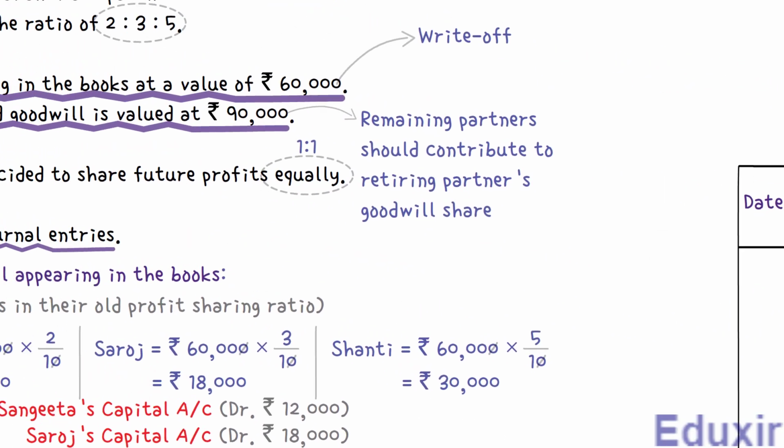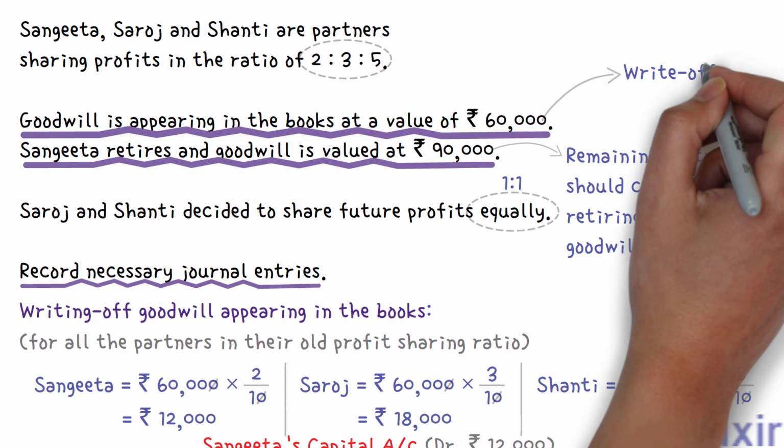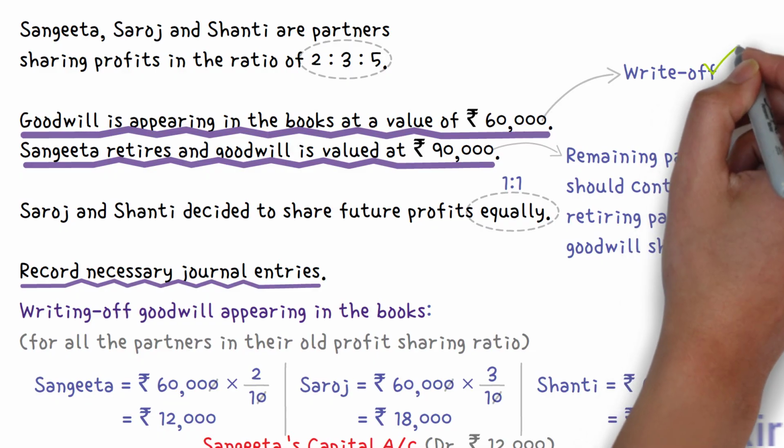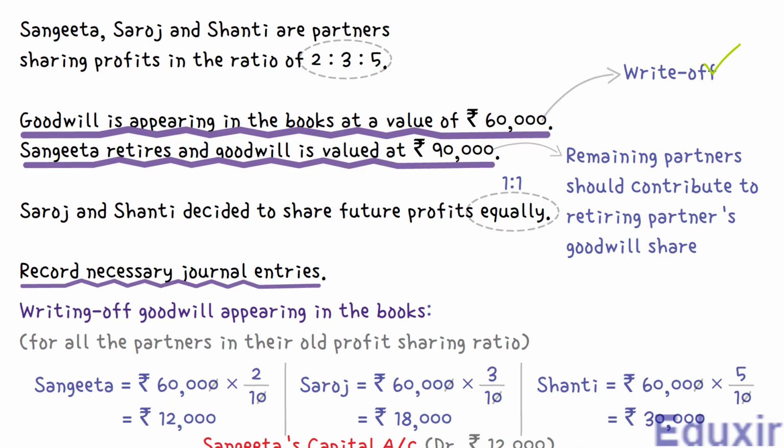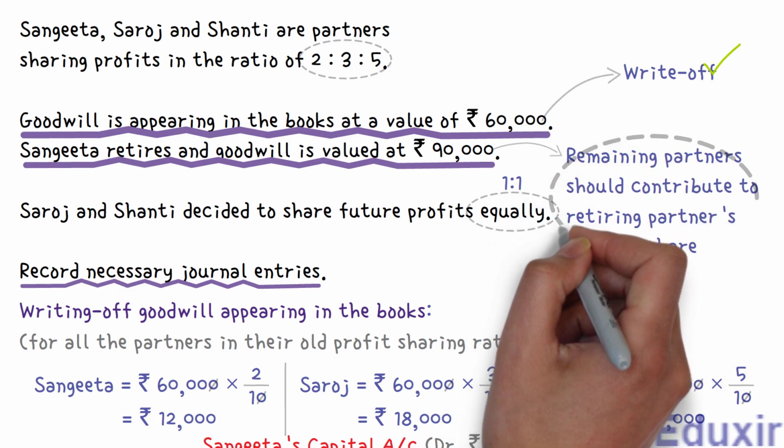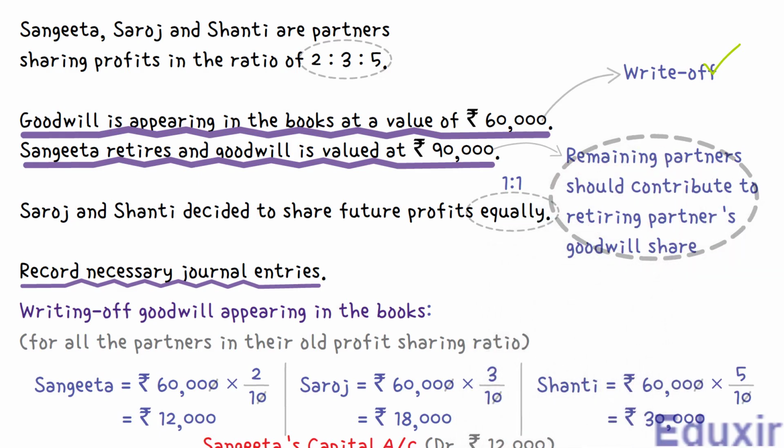Let's now proceed with further analysis. Just now, we have completed the writing off of the goodwill that is appearing in the books. Now, we need to proceed with the firm's goodwill, which is valued at 90,000 rupees, and calculate how the remaining partners should contribute to the retiring partner's goodwill share. As you know, the remaining partners contribute to the goodwill share of the retiring partner in their gaining ratio. But the gaining ratio is not given in the problem.